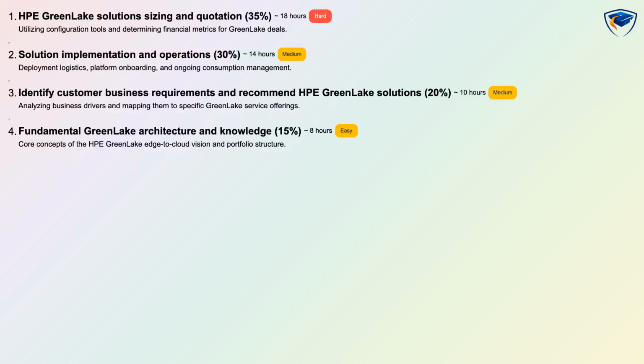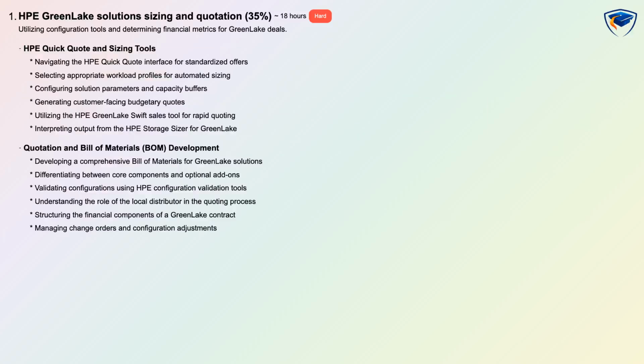explain core GreenLake architecture. HPE GreenLake Solutions sizing and quotation is 35% of the exam, rated hard, with an estimated learning time of 18 hours and a hands-on plus conceptual assessment. You will learn to navigate HPE Quick Quote and the sizing tools to select workload profiles, configure solution parameters and capacity buffers, and produce customer-facing budgetary quotes.